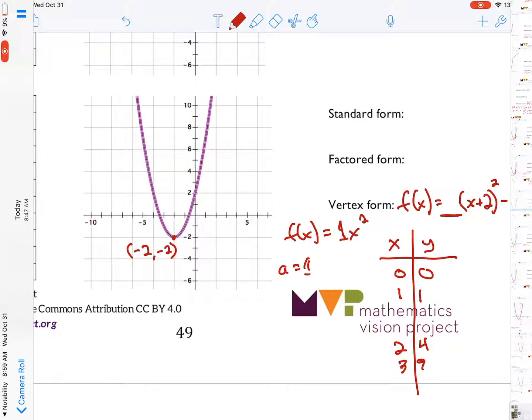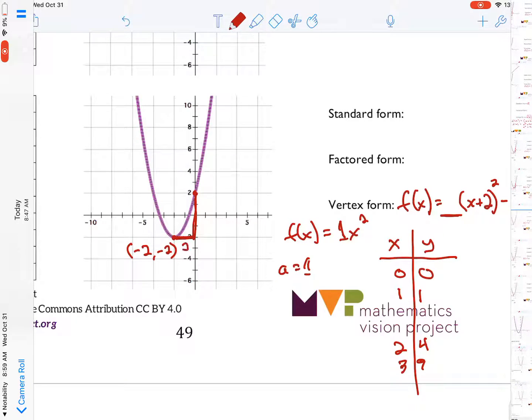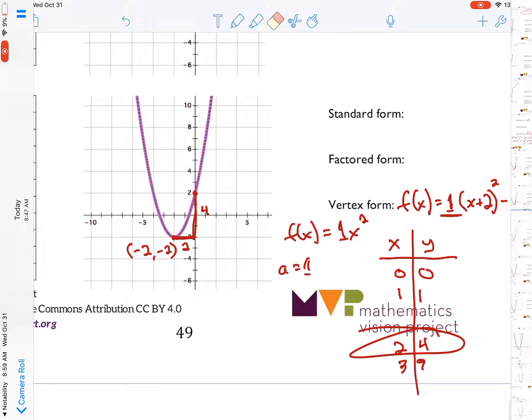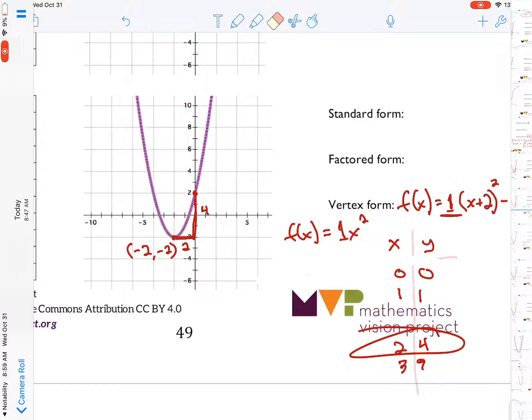So I know that this is going over 2, and then here's another spot where it hits the graph nicely. And I know that that is going up 4. So when x is 2, y is 4. And I come over here and I match it up, and now I have proved to myself that a is equal to 1. You don't have to write it in if you don't want to, but we have now solved for vertex form.